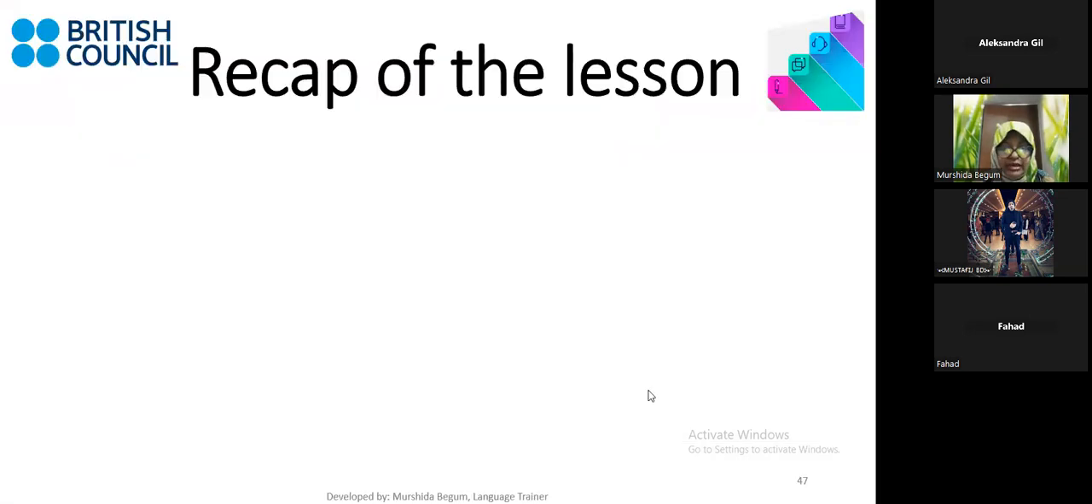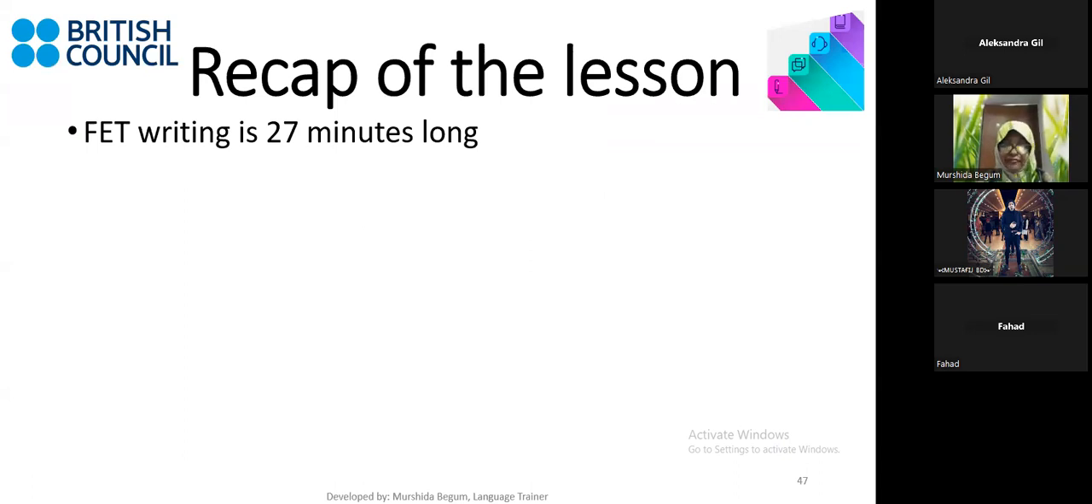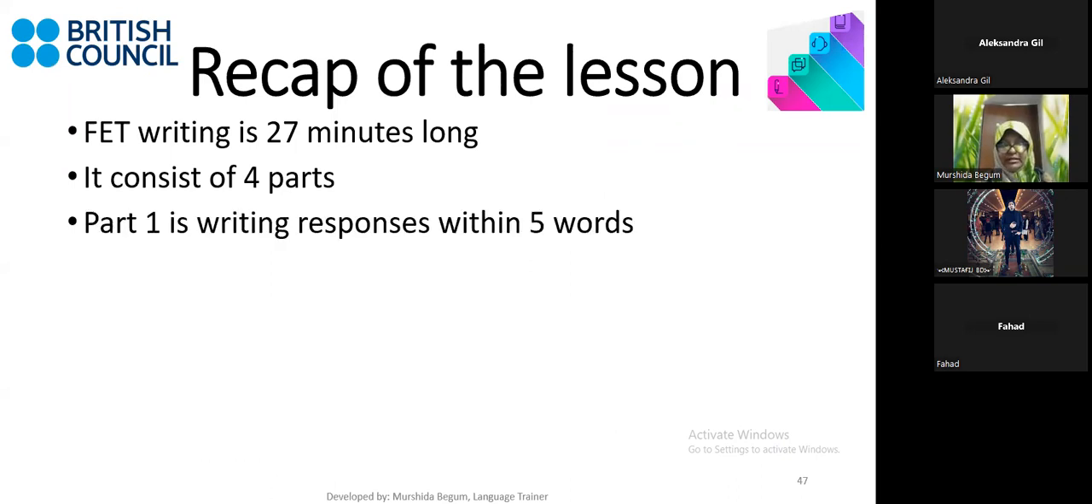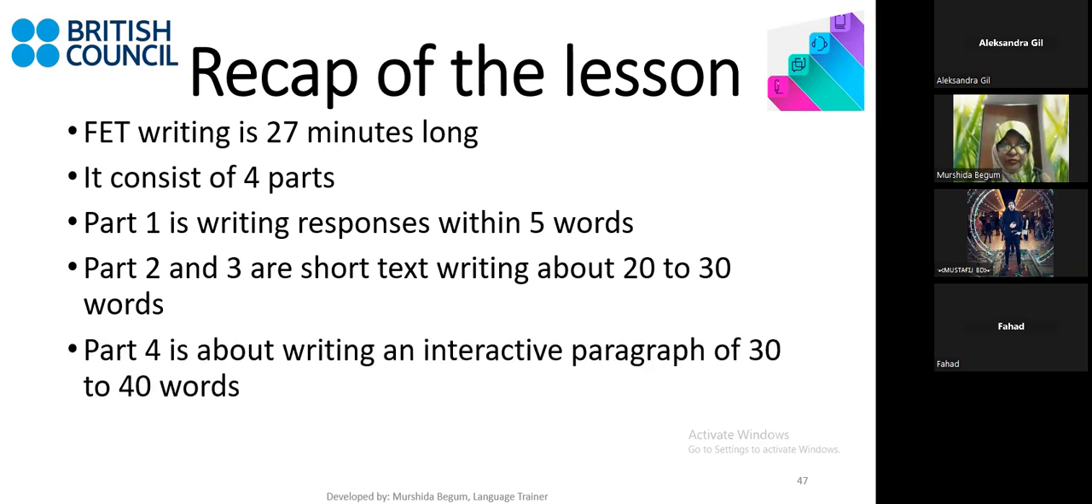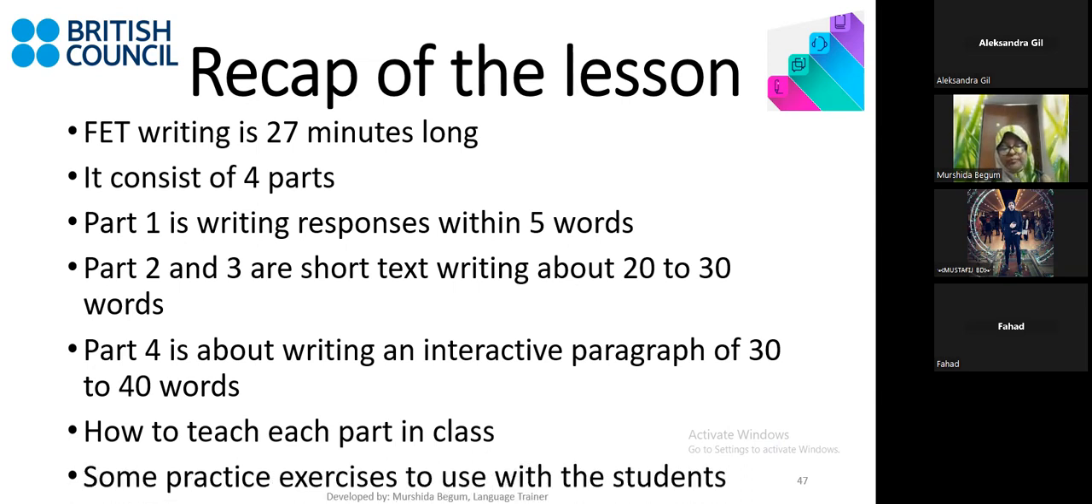Now let's go through the recap of this lesson. What have we done so far? We have seen that FET writing is 27 minutes long and it consists of 4 parts. Part 1 writing is within 5 words. Parts 2 and 3 are short text writing, about 20 to 30 words. Part 4 is an interactive paragraph of 30 to 40 words, and how we can teach all the different parts in class. And we saw some practice exercises to use with the students.